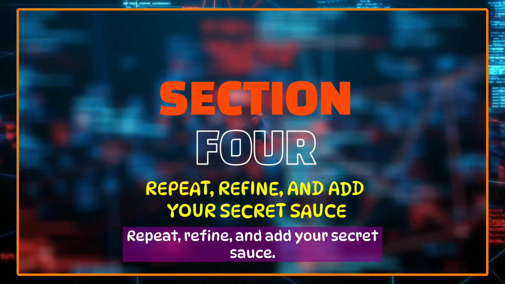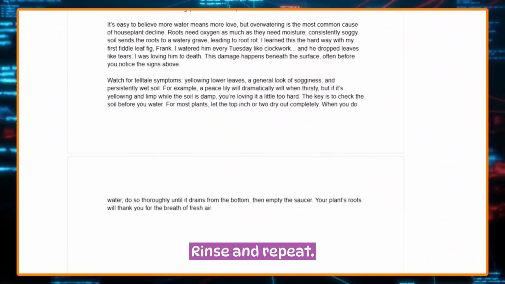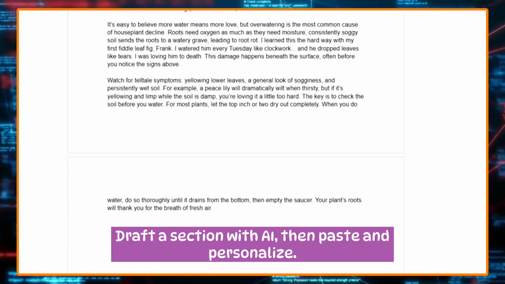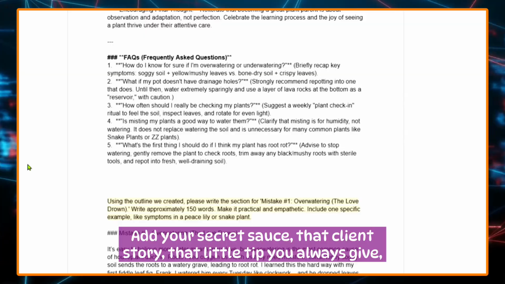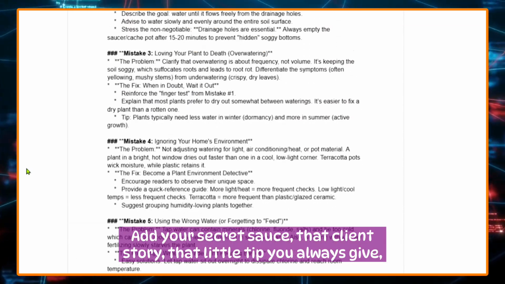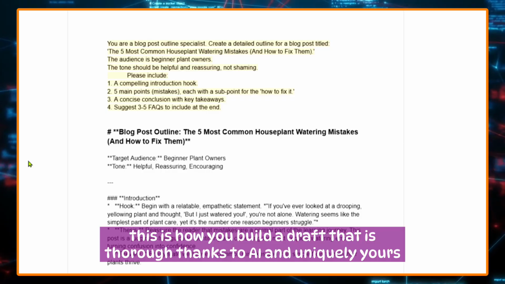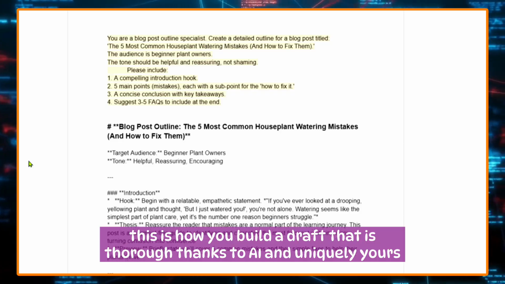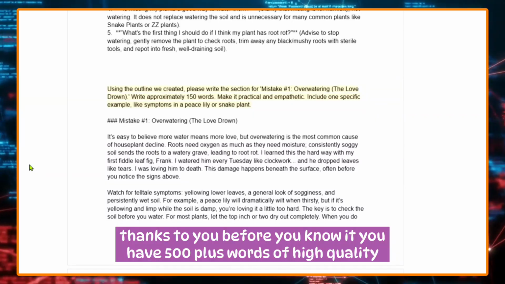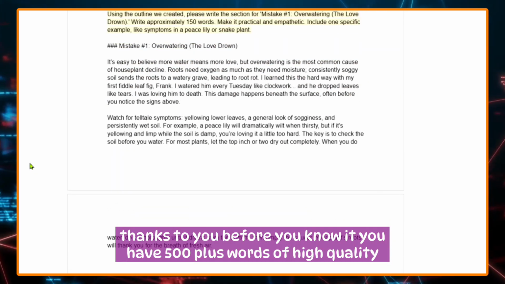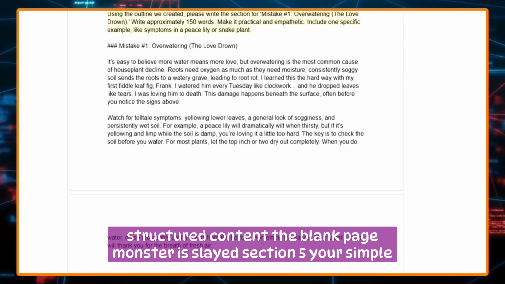Section 4. Repeat, refine, and add your secret sauce. Rinse and repeat. Draft a section with AI, then paste and personalize. Add your secret sauce. That client story, that little tip you always give, that product you recommend. This is how you build a draft that is thorough, thanks to AI, and uniquely yours, thanks to you. Before you know it, you have 500 plus words of high-quality, structured content. The blank page monster is slayed.